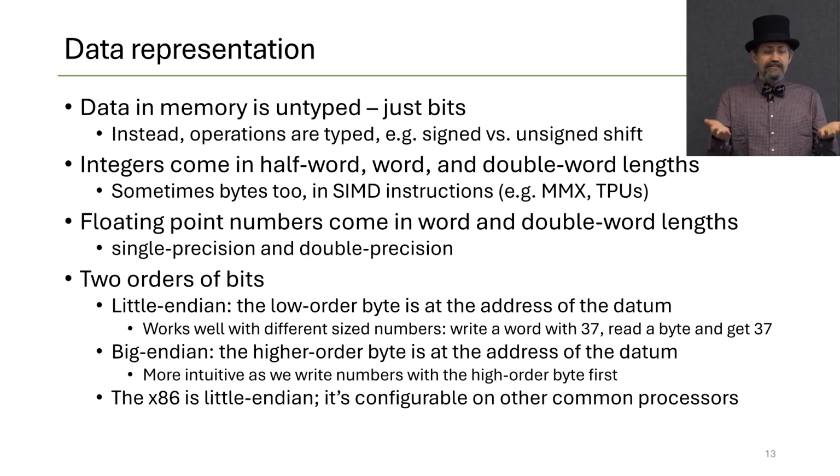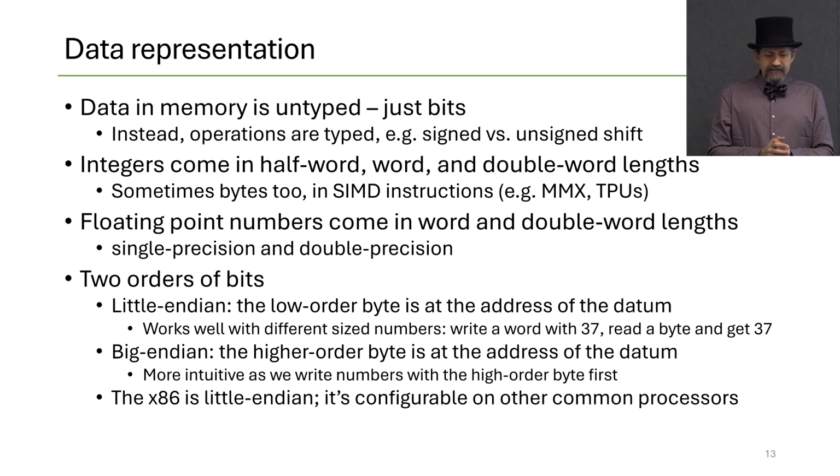On the other hand, big-endian is a different organization. The higher order byte is at the address of the data, and then we go to lower order bytes. So this is more intuitive in the sense of how we write down numbers, right? We typically write numbers with a high order byte first, and so this lays them out in memory in the same way.